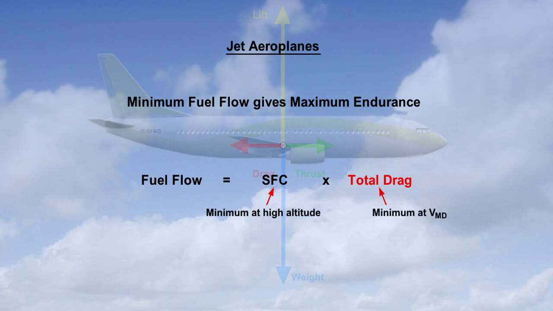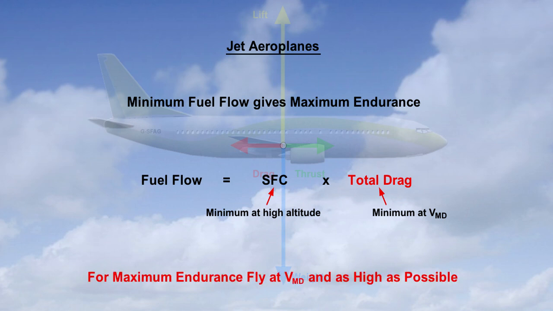To minimize drag, the jet airplane simply flies at the velocity for minimum drag. Therefore, VMD is the speed to fly for maximum endurance. In summary then, for a jet airplane to maximize its endurance by minimizing its fuel flow, the pilot would fly the airplane at VMD and fly as high as possible.